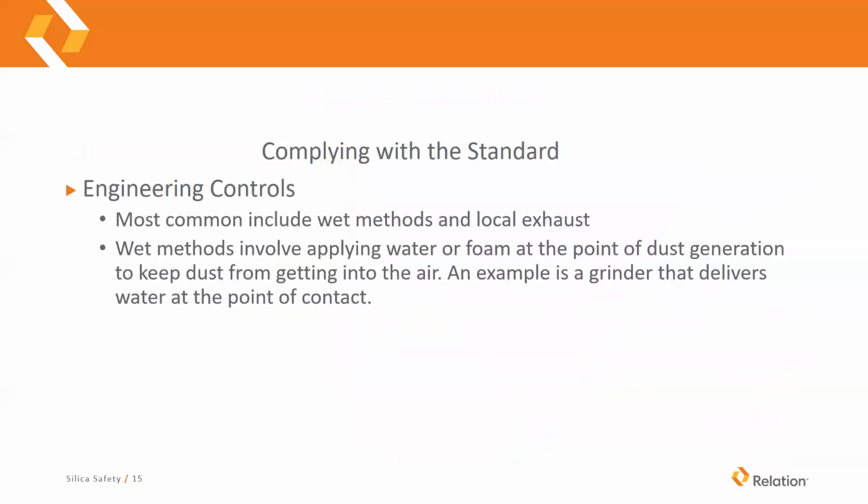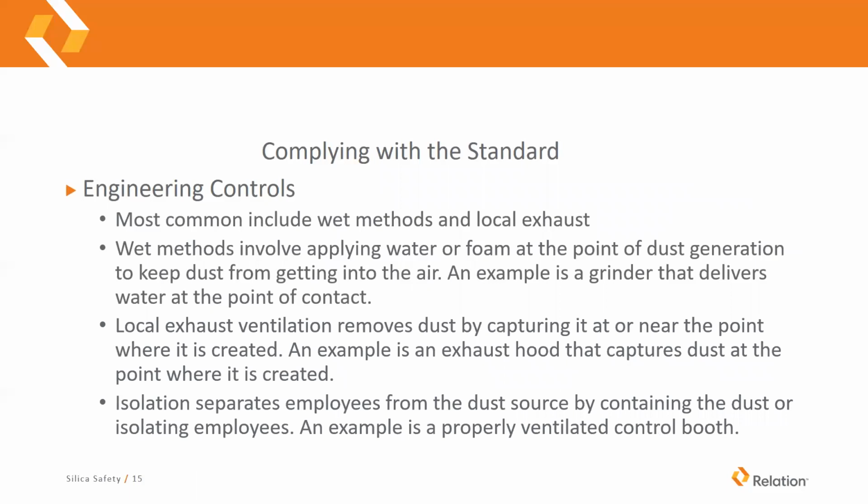So engineering controls. The most common include wet methods and local exhaust. Wet methods involve applying water or foam at the point of dust generation to keep dust from getting into the air. So an example is a grinder that delivers water at the point of contact, a saw that has water right on top of the blade to keep that dust from being formed. Local exhaust ventilation removes dust by capturing it at or near the point where it is created. So an example is an exhaust hood that captures dust at the point where it's created.